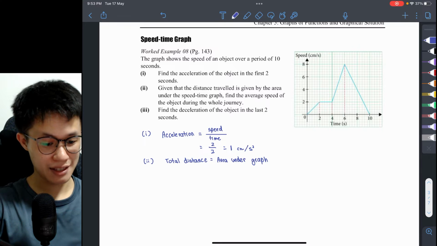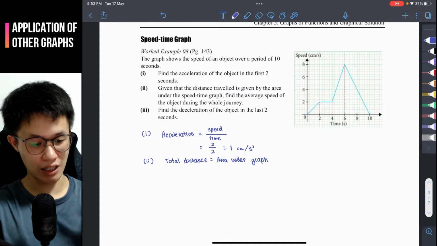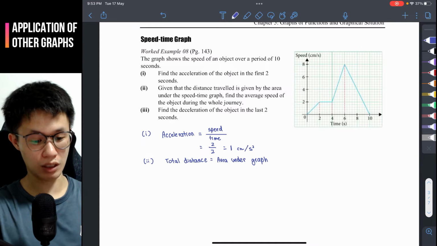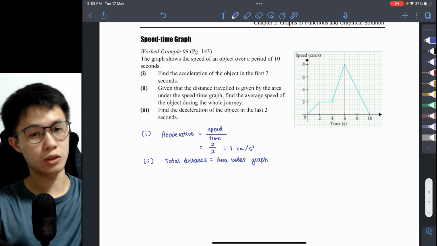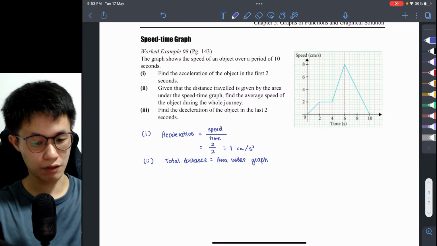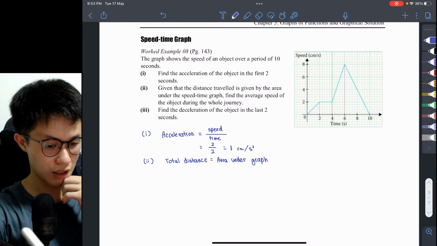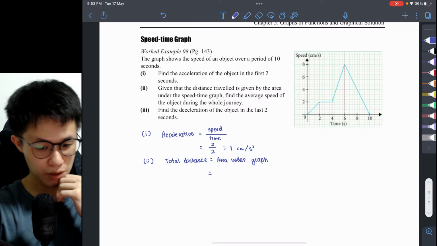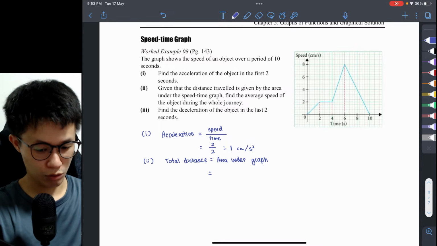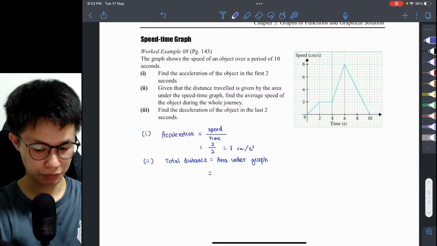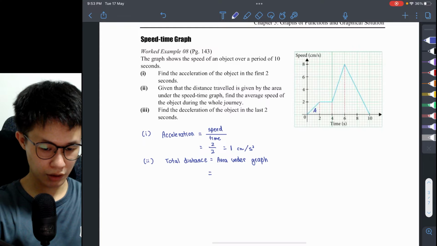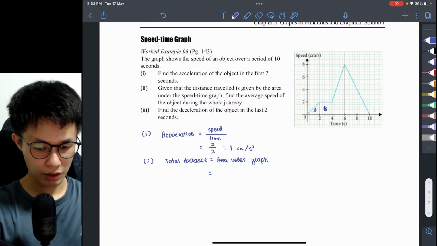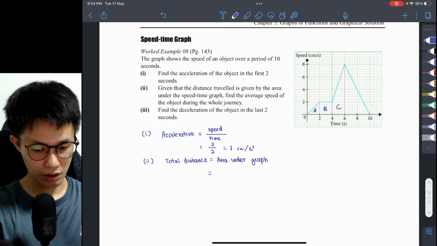And to find distance, it is the area under the graph. Something to take note here is if you want to find distance traveled for a speed time graph, you're looking at the area under the graph. The area under the graph, we can split into 4 segments. We have a triangle here, a square, this random shape here, and this random shape here.